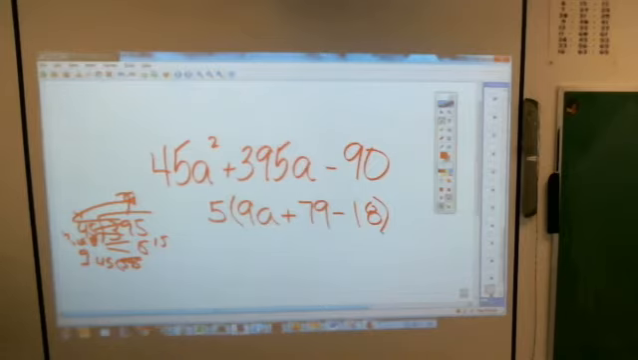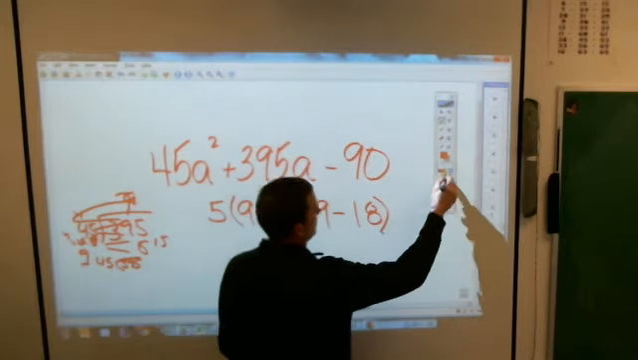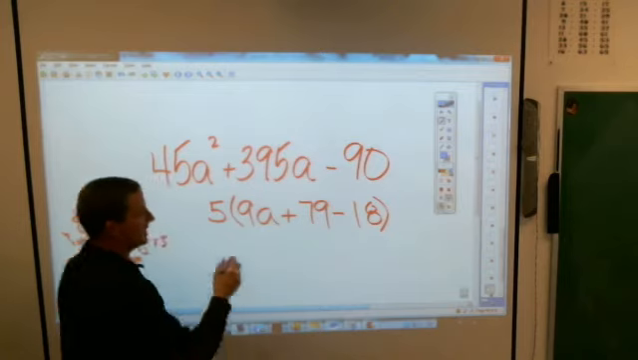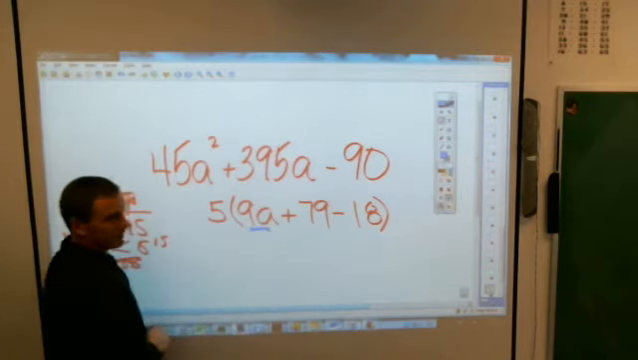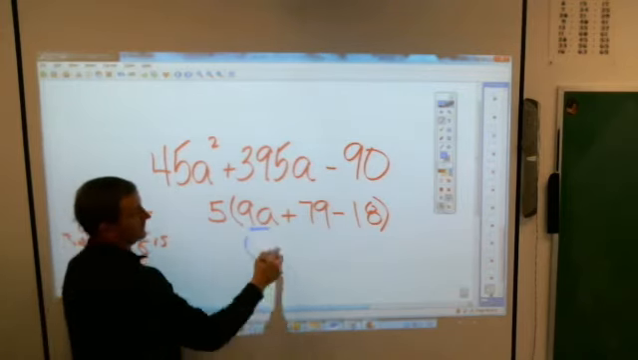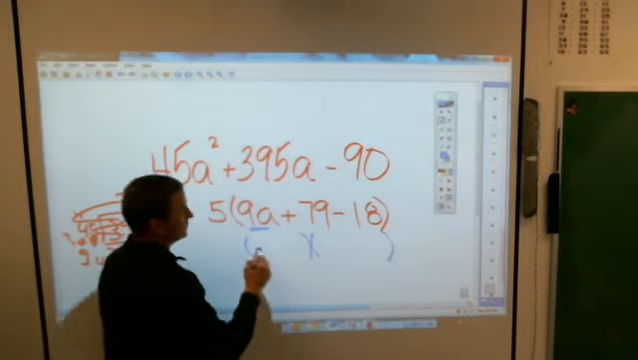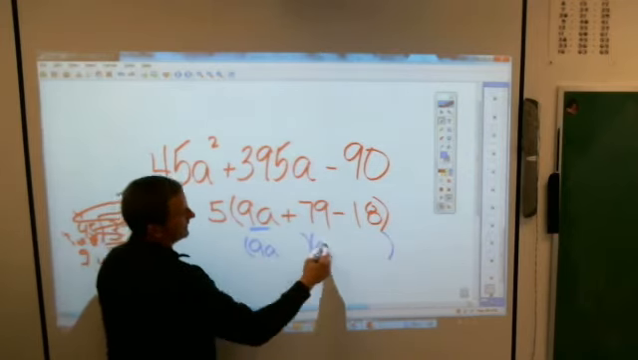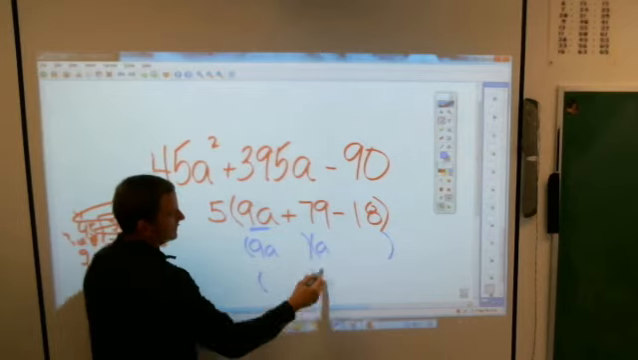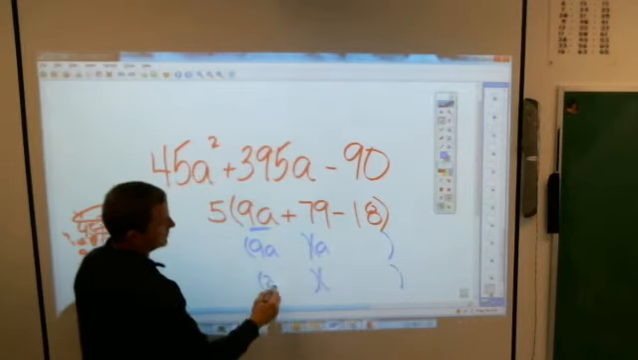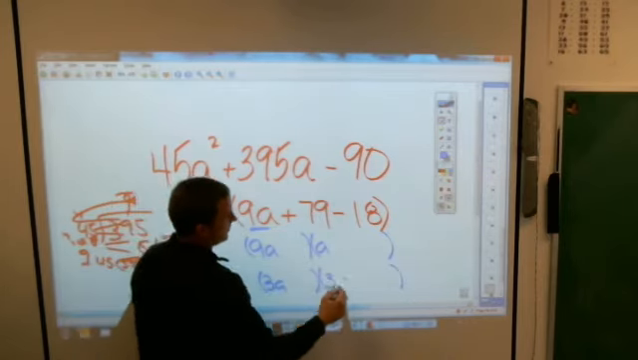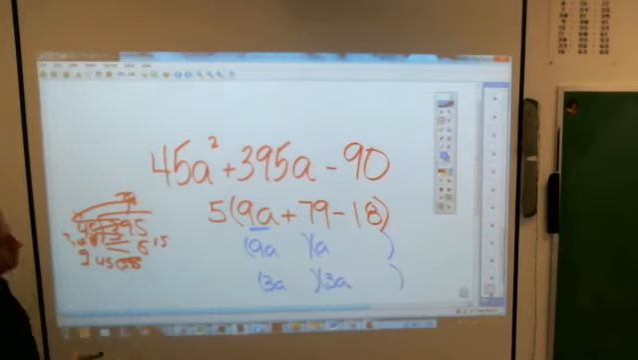Now, the problem with this one and what would make this really, really, really complicated is that there are 2 ways to break up 9, which means this. You have a couple choices. You can go 9a and a here, or if that doesn't work, you could split 9a into 3a times 3a, both of which should frighten you immensely.